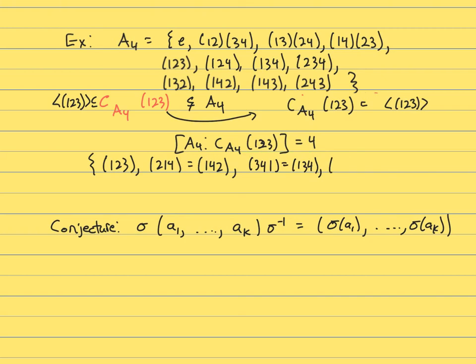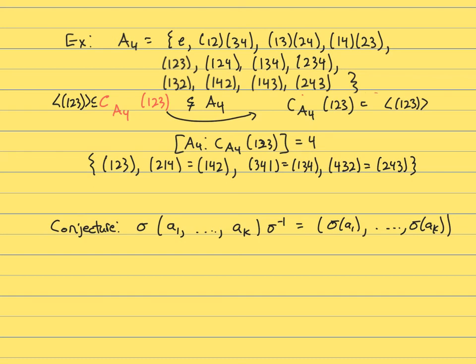And finally, I can get another conjugate by conjugating by this final permutation, 1, 4, 2, 3. So 1 becomes 4, and 2 and 3 switch roles. 2, 4, 3. So there's one conjugacy class.